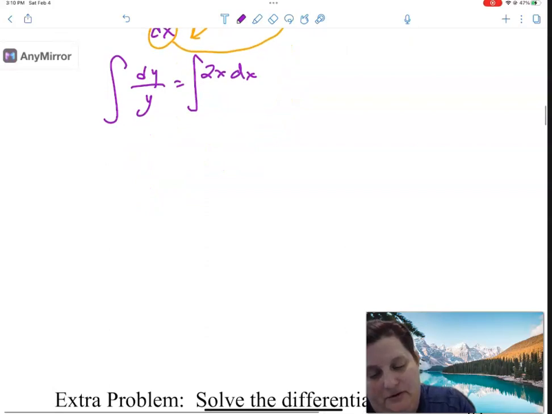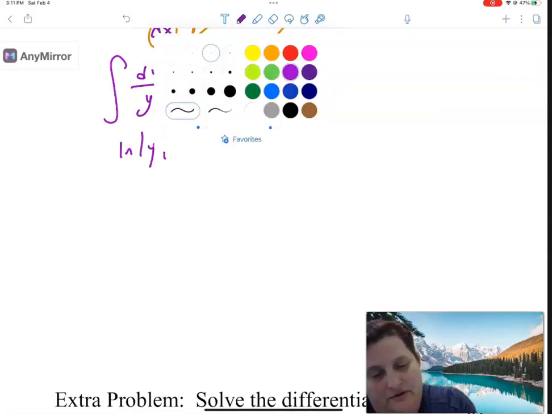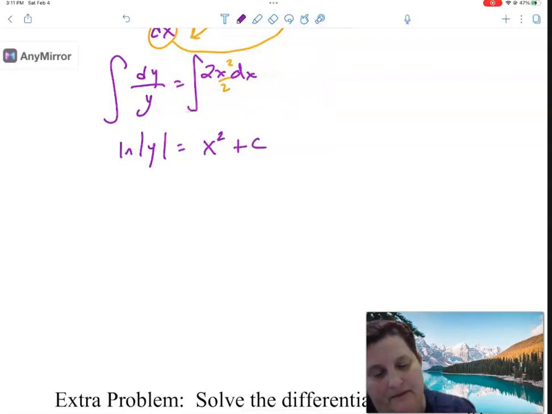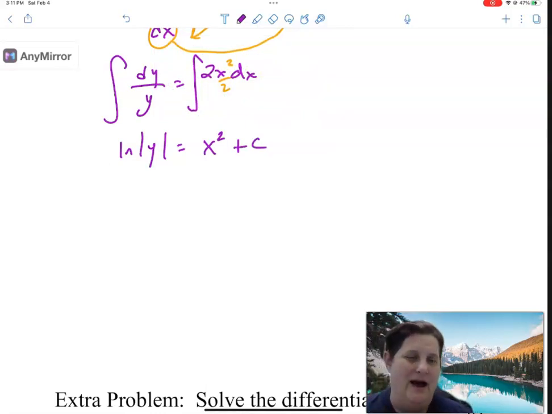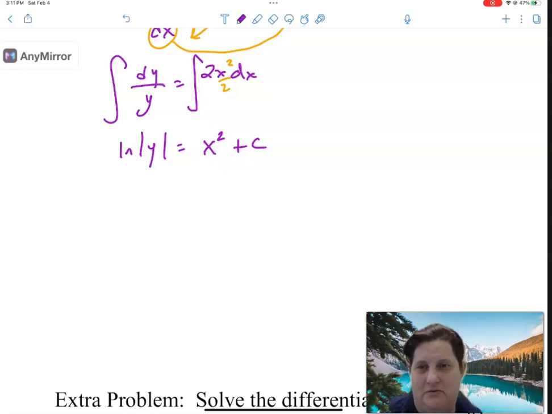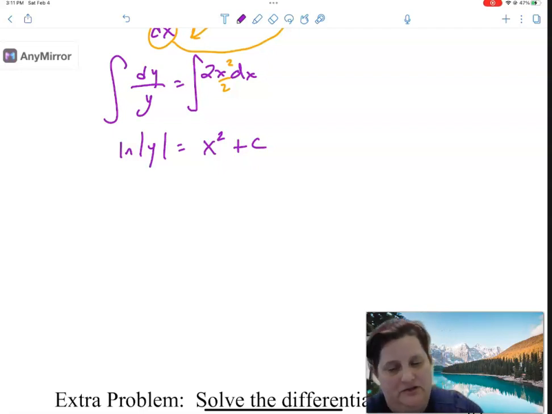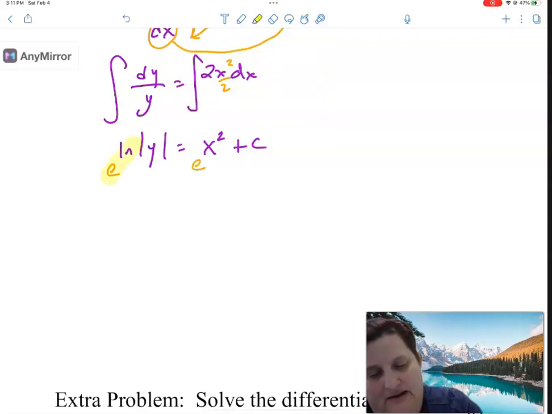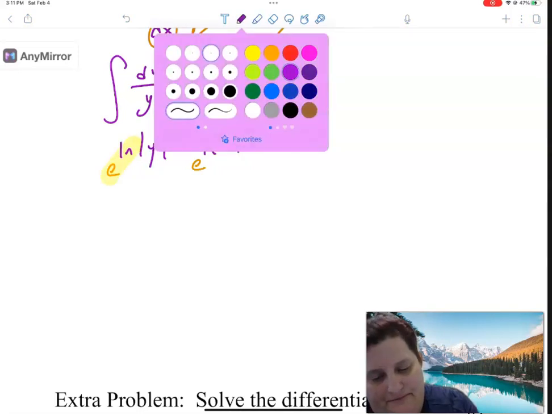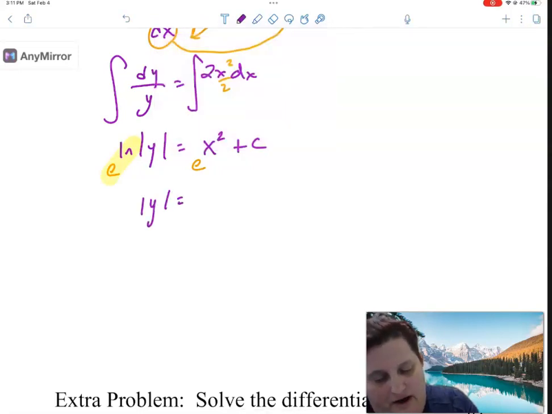Integrate those both. Ln y equals, now you guys, 2x integrates to x squared over 2. The 2's cancel out. X squared plus a constant. Sometimes I put the c in right here, and sometimes, especially if it's something easy to solve, I'll just wait and do the c in just a minute, okay? So let me just go ahead and solve for y. Now with an ln, remember we do e to both sides, because e to the ln just gives me the absolute value of y. And so it's e to the x squared plus c.